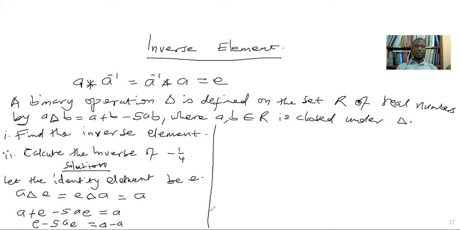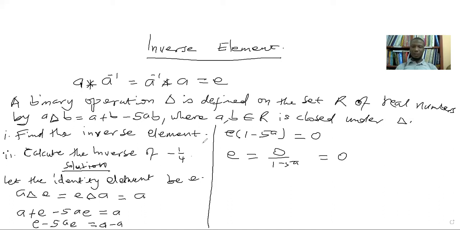minus A. So we factor E out. To have 1 minus 5A being equal to 0. We divide both sides by 1 minus 5A. That means our identity element is 0.